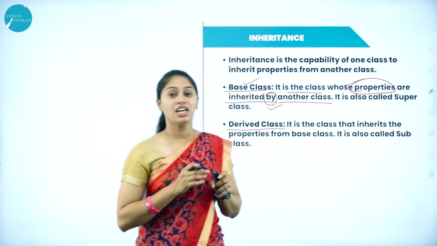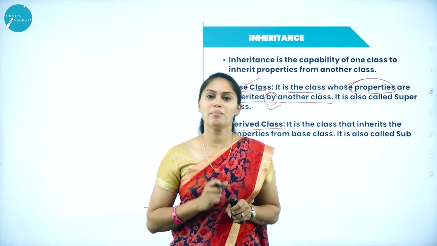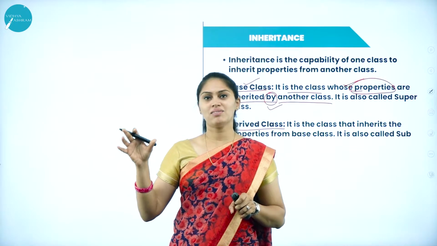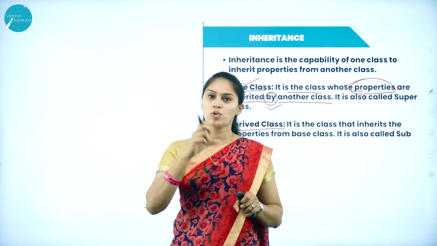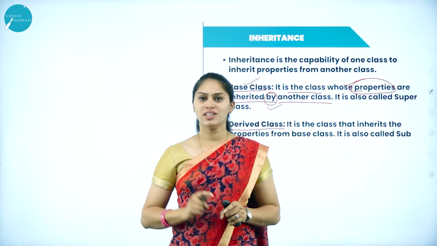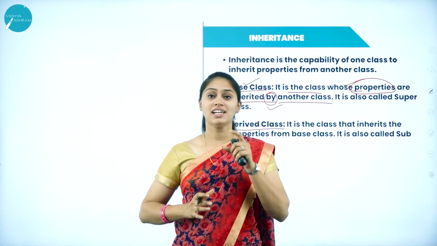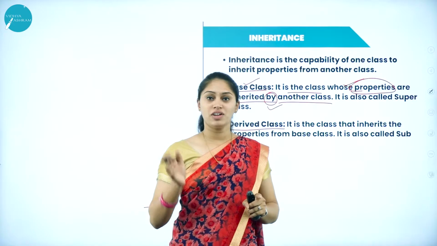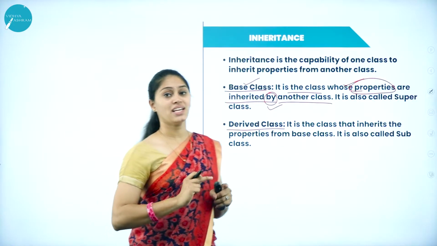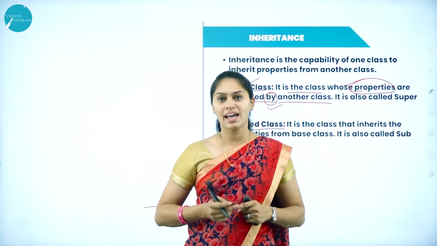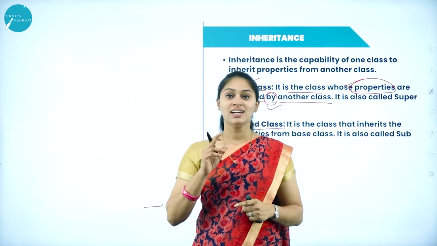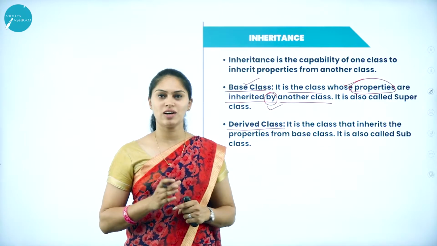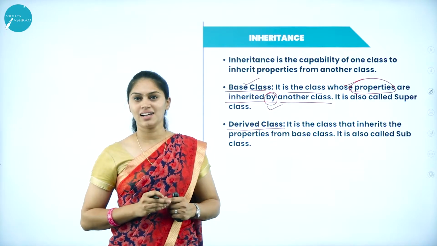For example, if you are inheriting some features from your parent, your parent will be the super class. That means they are giving their features to you. You are acquiring the features from your parent, so your parent will be the super class and you will be the derived class. A derived class is the class which is going to acquire the properties from the base class or from the existing class. What is another name for the derived class? It is also known as a subclass or a child class.